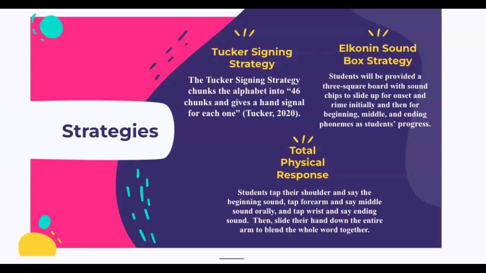Then we're going to move on to total physical response. Students are going to use their arms to segment and blend their sounds. Their shoulder will represent the beginning sound, their forearm would be their middle sound, and their wrist would be their ending sound. They would tap for each sound and blend by sliding their hand down their entire arm to blend the sound to make the word and say the whole word together.